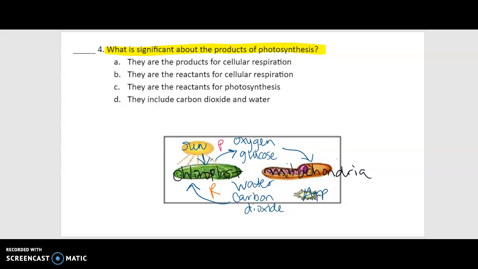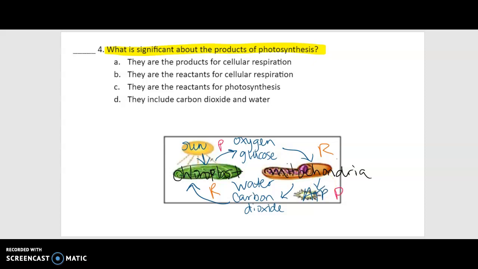So that oxygen and glucose has now become a reactant. It's going into a process. And then through that process we are producing or creating water, carbon dioxide, and ATP. So now we have our products. Alright, so P right here.